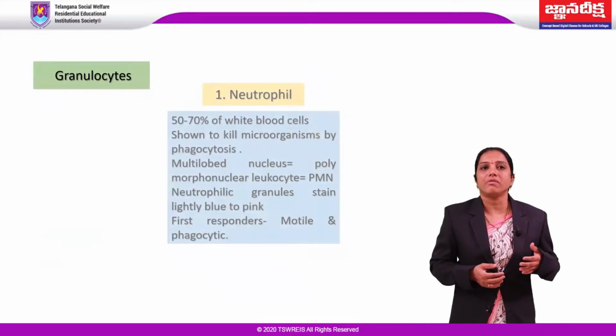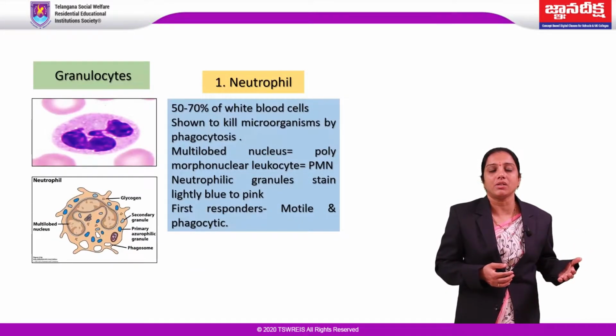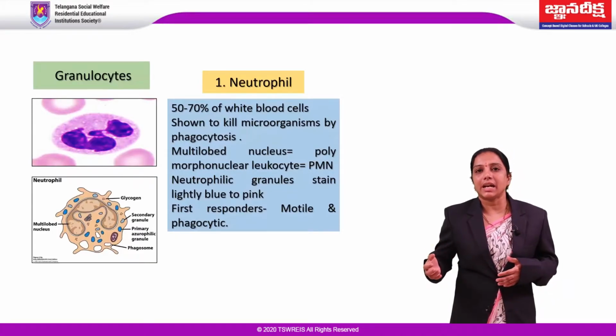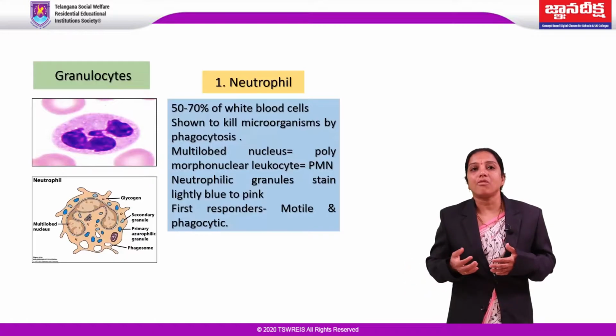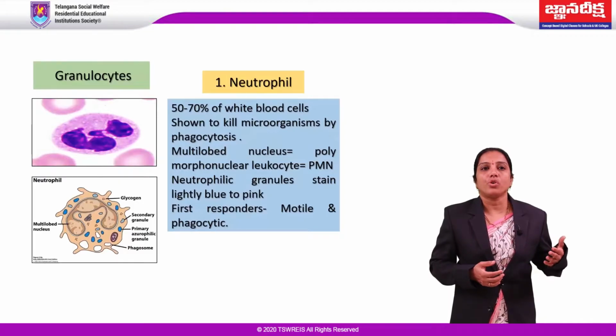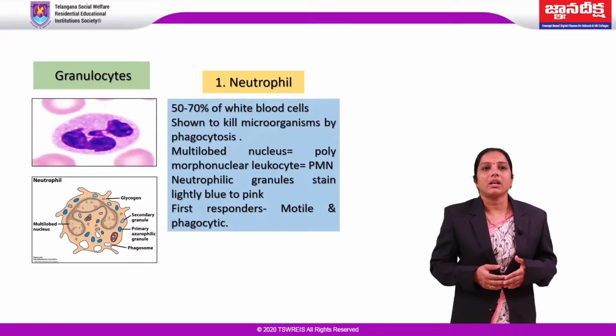Neutrophils occupy 50 to 70%, that is the majority of the WBC population, with a multi-lobed nucleus. They have light-colored granules and stain light blue to pink with neutral stains, so they are called neutrophils. They have a multi-lobed nucleus, so they are called polymorphonuclear leukocytes. In simple terms, we call them PMNs, and the chromatin in the nucleus is very condensed.